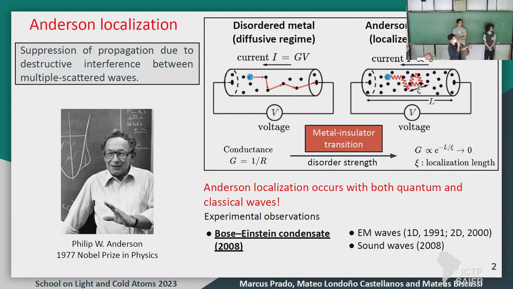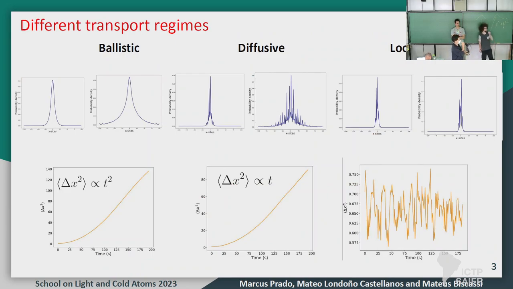Anderson localization can take place not only in quantum waves, but also in classical waves. In fact, people have observed it in sound waves, electromagnetic waves, and Bose-Einstein condensates, which is the one we are going to show you. We can classify Anderson localization by means of different transport regimes. If we don't have any disorder in the media, we have the ballistic regime, where you have an initial wave packet, and then the initial wave packet starts to spread out. The signature is that your mean square displacement goes as t squared. That's the usual ballistic regime.